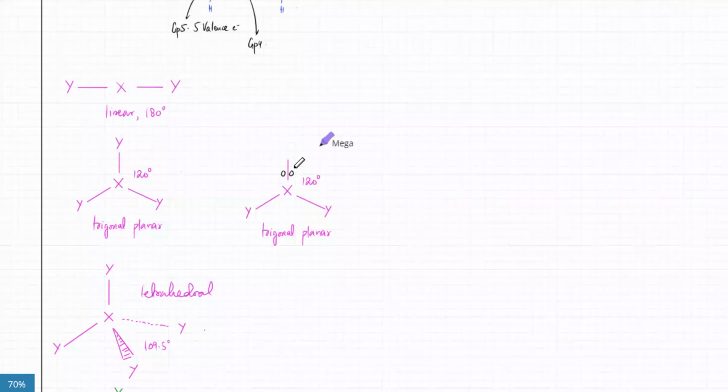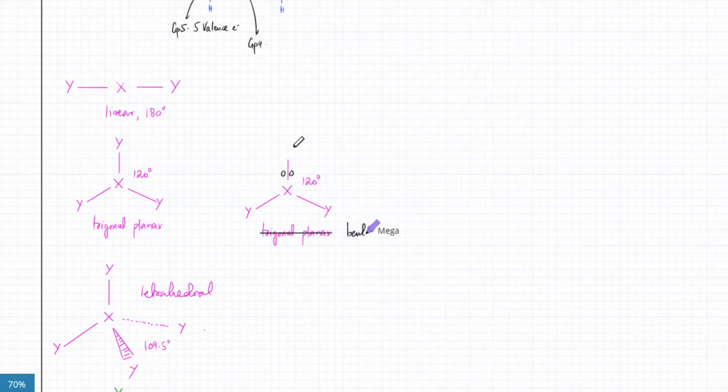Lone pairs are electrons in the outer shell that are not taking part in the bond. So it doesn't matter if the electrons are bonding or not taking part in the bond. There are electrons there, so the shape remains exactly the same, except that there's nothing attached on one side. So it's like a fan with one side missing. This shape is no longer going to be called trigonal planar. Instead, it's going to be called bent or V-shaped, or you can also call it a non-linear shape.